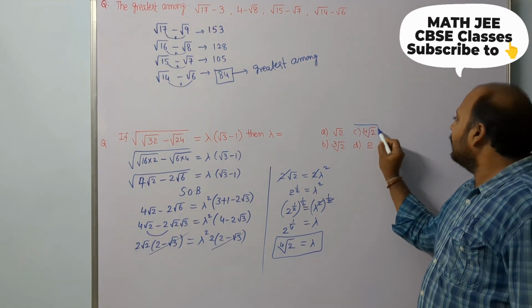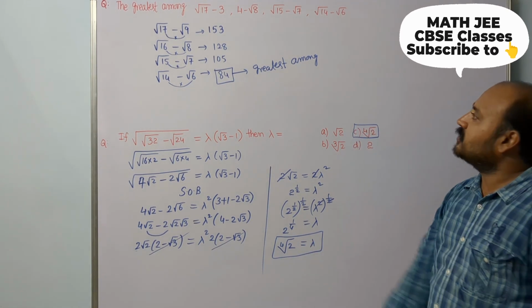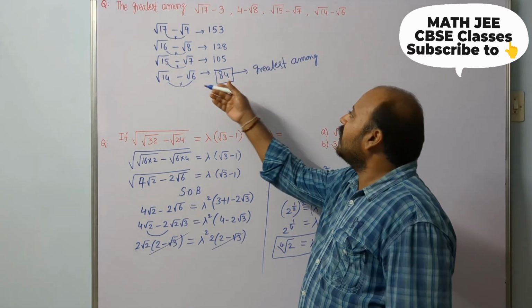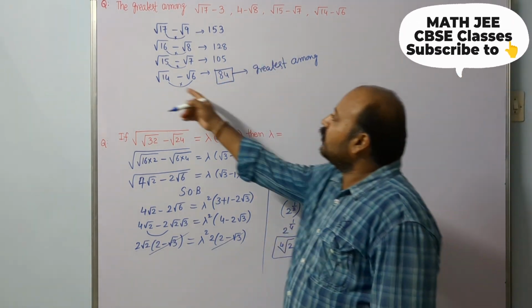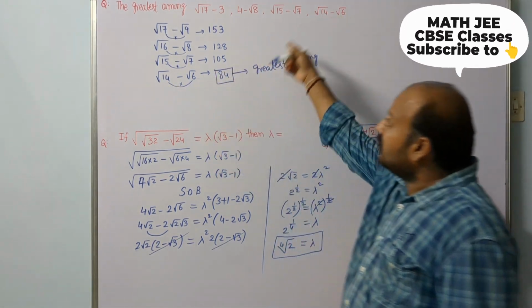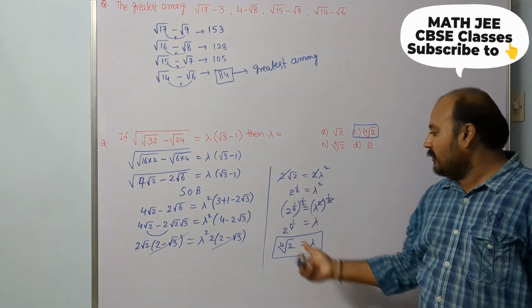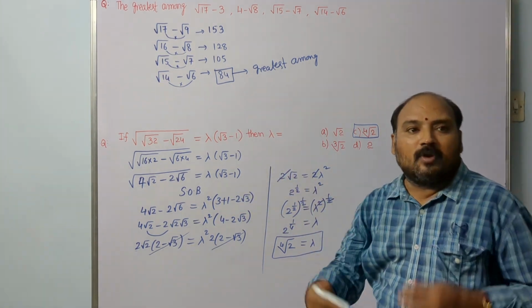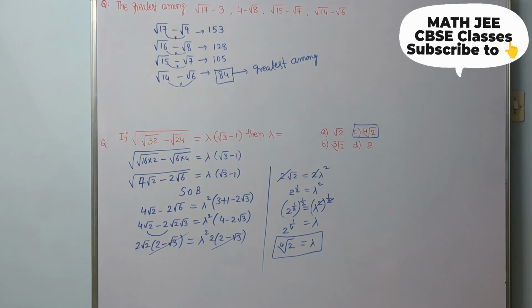It is there in the third option. Here there is no option, we are doing like this only. Therefore root 14 minus root 6 is the greatest, and here lambda value is fourth root of 2. We'll move on to another question.